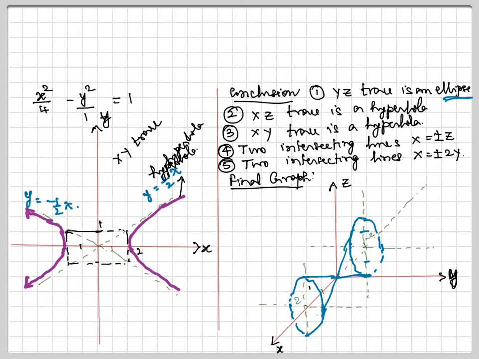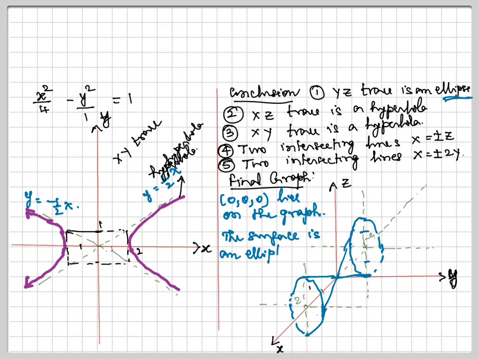So this is the shape of the final graph. We also mentioned that 0, 0, 0 lies on the graph, and it's called an elliptic cone. The surface is called an elliptic cone.